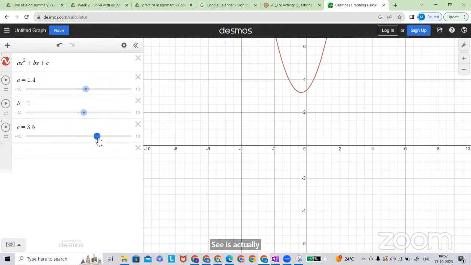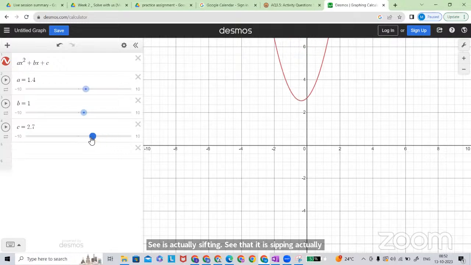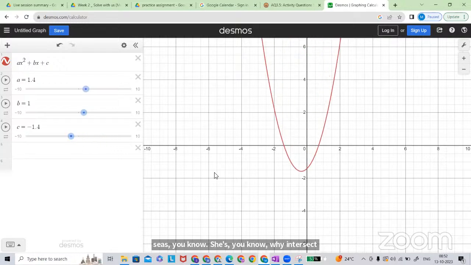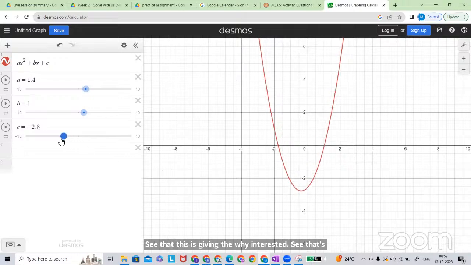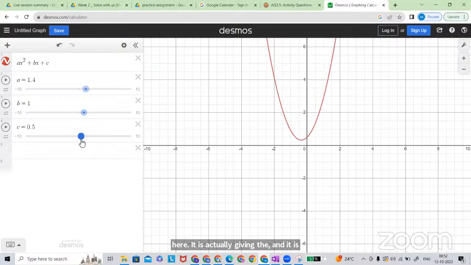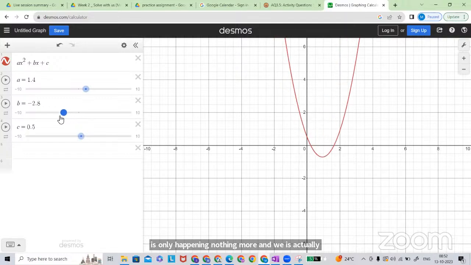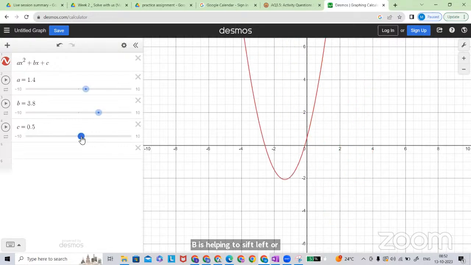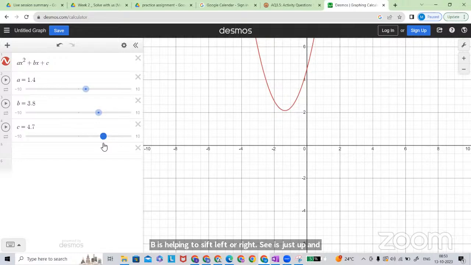Actually, C is the y-intercept. See that this is giving the y-intercept, and only up and down movement is happening, nothing more. And B is actually shifting left and right. B helps to shift left or right. C is just up and down. This is the y-intercept, changing the y-intercept.